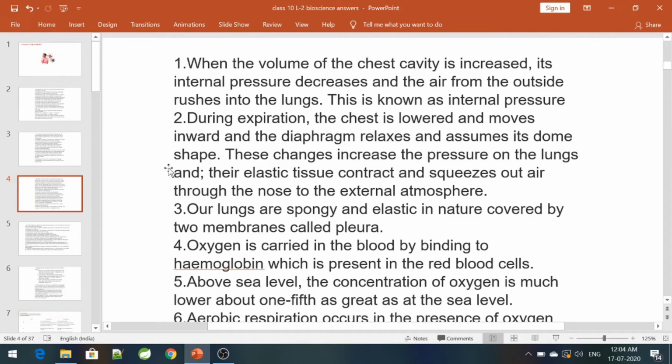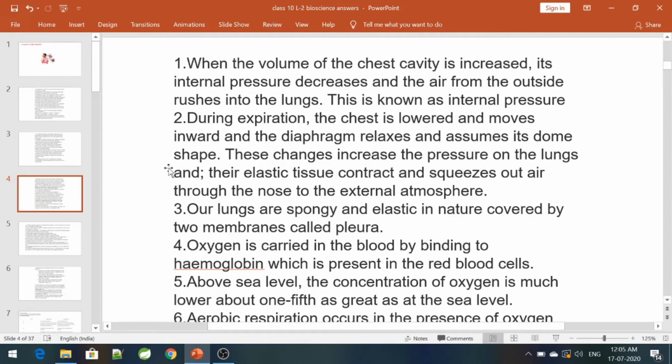Oxygen is carried in the blood by binding to hemoglobin. Now we are taking in oxygen, and it is carried all around the body by the blood. In blood we have so many things: hemoglobin, white blood cells, red blood cells, platelets, neutrophils, basophils, leukocytes, and thrombocytes, which are known as platelets. All these different types of cells are present in the blood, but only hemoglobin binds the oxygen, and it is present in the red blood cells.